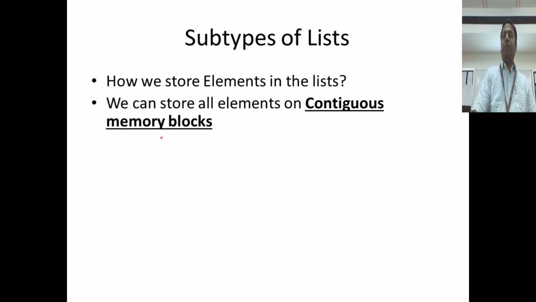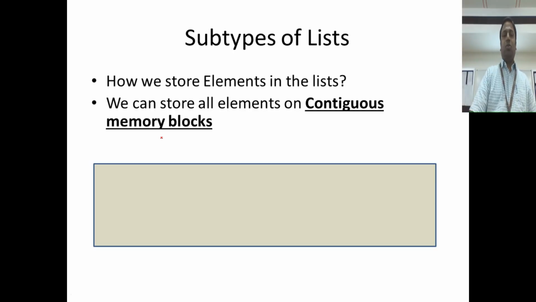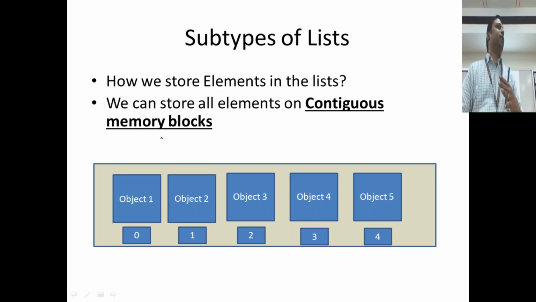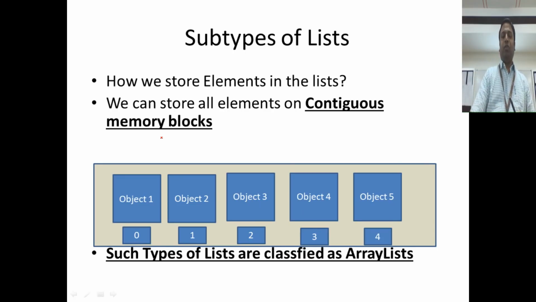Say I have some elements in my list, some duplicate elements. Before storing them, I'm looking for one block in my RAM wherein I can put all these elements together as one contiguous block. So if this is the space on my RAM, a contiguous block of memory, and I put all my objects next to each other in consecutive locations, and then I have indexes to reference each of them, then such type of lists I can classify as array lists.